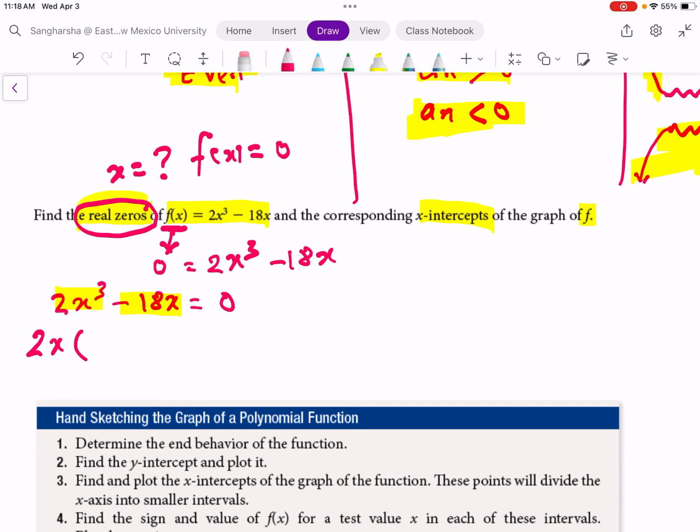And how do we know that? We divide 2x cubed by the common factor. 2x cubed divided by 2x is x squared. And if we factor out 2x from negative 18x, what is left? Minus 9. Negative 18x divided by 2x is minus 9, equals 0. Now here we have the number 2x and another number x squared minus 9.